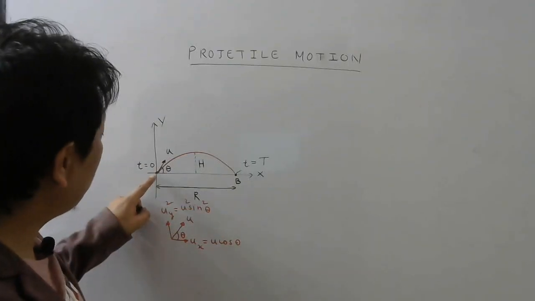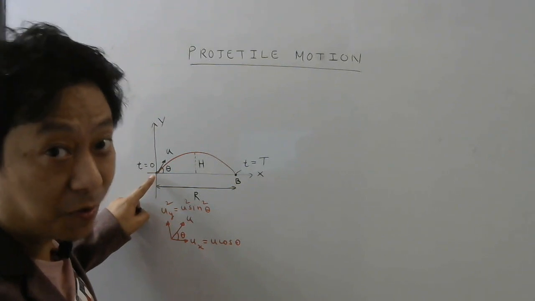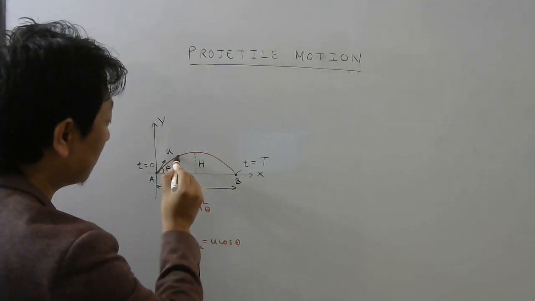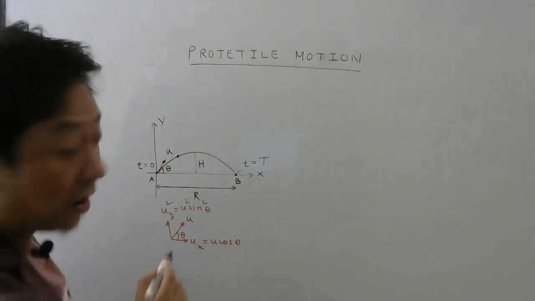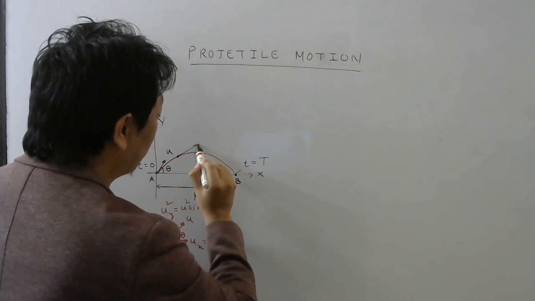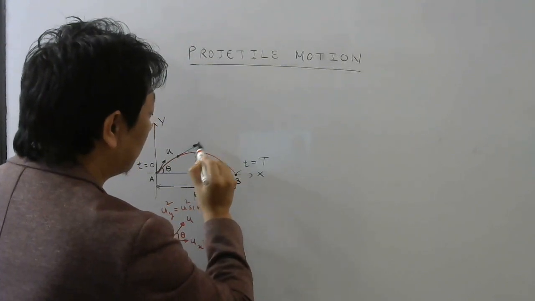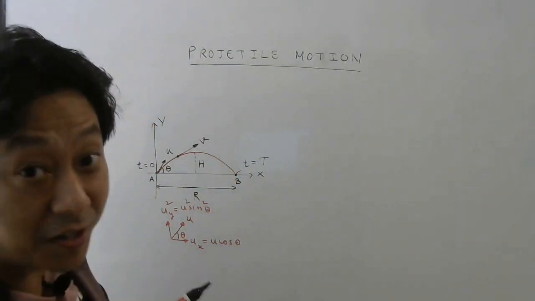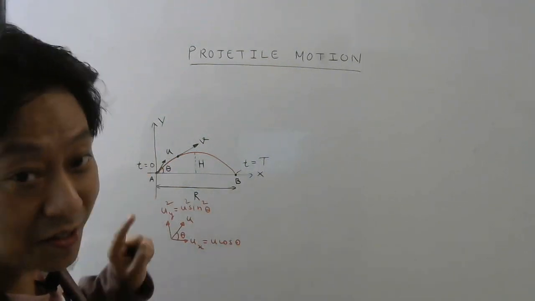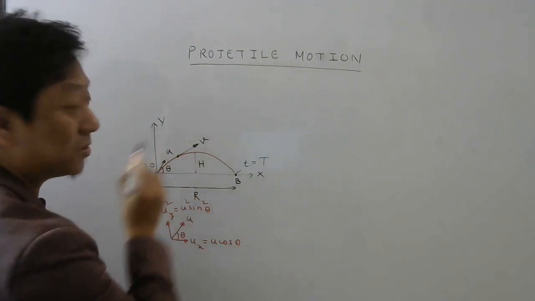Okay. Now at time 0 the particle was thrown from the origin, right? After time t, let us assume the particle is here. Then its final velocity will be in the direction of tangent, right? We know already that instantaneous velocity is always tangent to the path at the given point, isn't it? So this is your final velocity v.